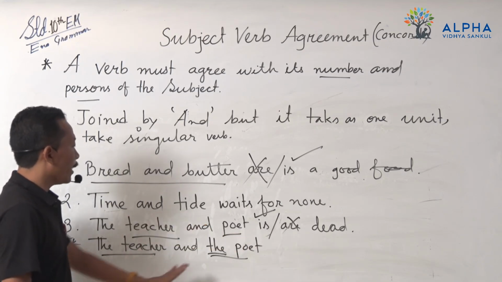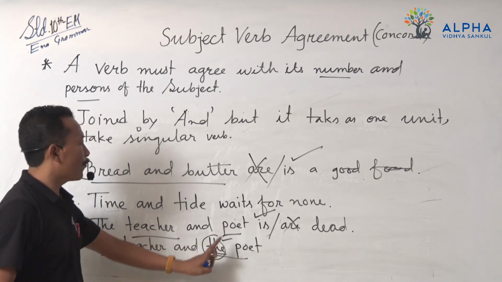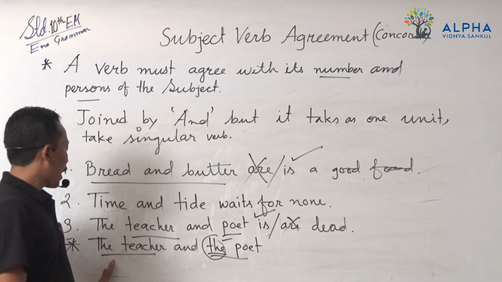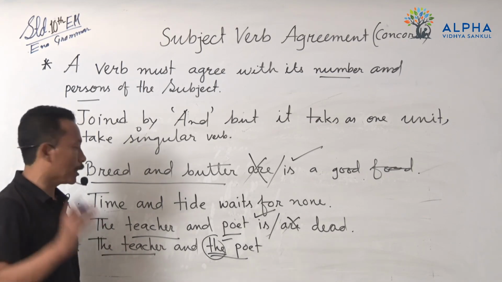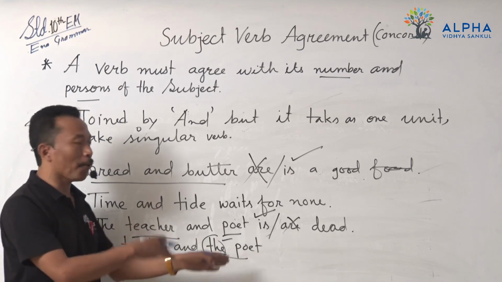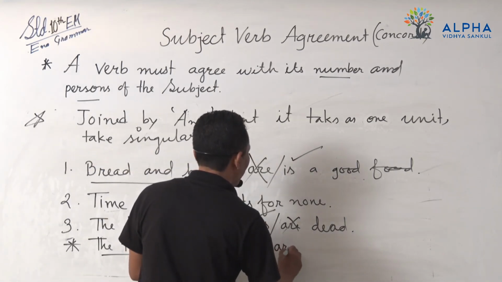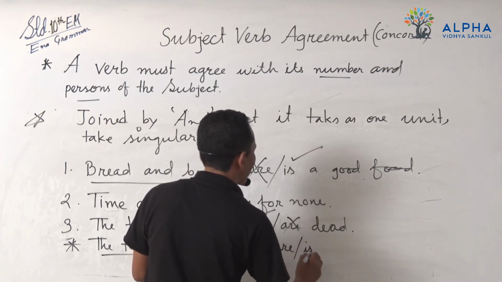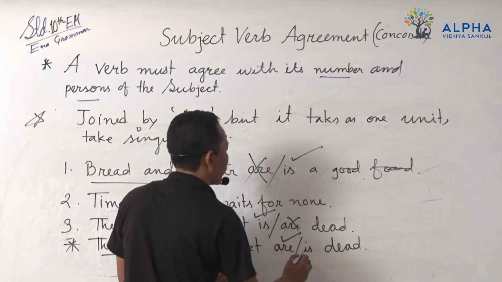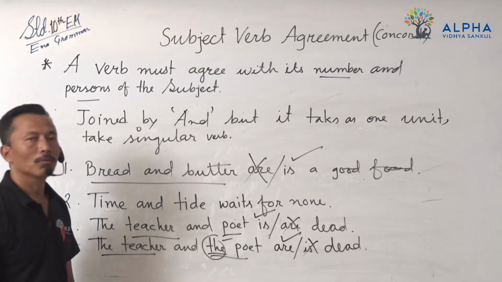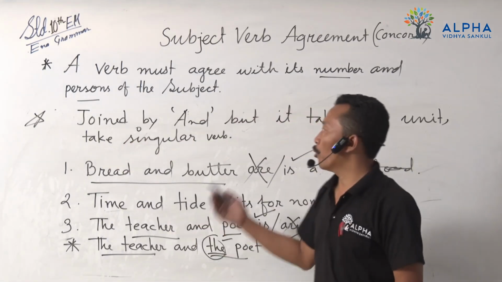Here, the teacher and the poet. If the article the is put in front of poet, then now we know that in the sentence the subject is two persons. The teacher is one person, the poet is another person. The teacher and the poet are dead. Then here are is right, is is wrong. Okay. Now these are very important things.